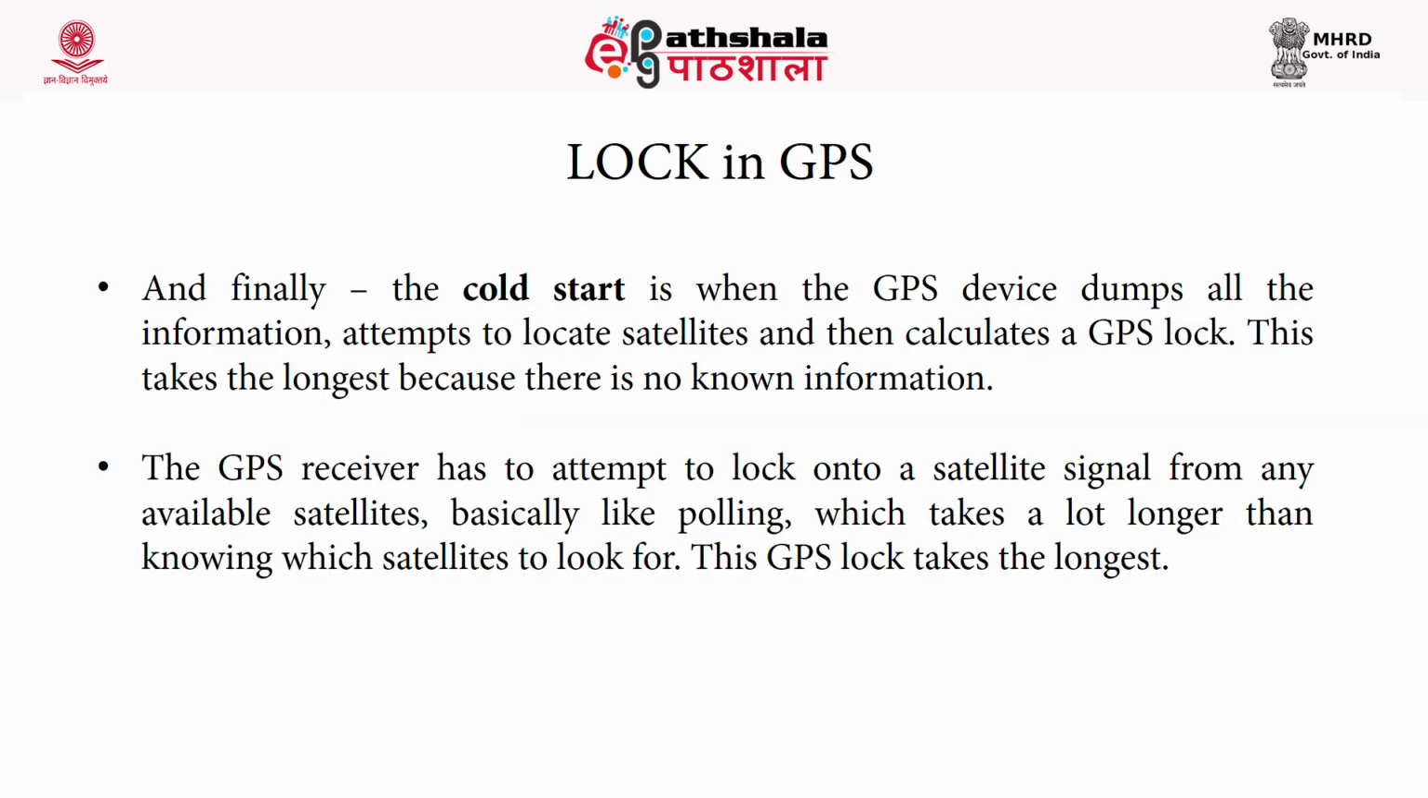So, finally, the cold start is when the GPS device dumps all its information and it attempts to locate the satellites and then calculates a GPS lock. This takes the longest because there is no known prior information. So, the GPS receiver has to attempt to lock onto a satellite signal from any available satellites, basically like polling, which takes a lot longer than knowing which satellites to look for. This takes the longest time among all the locks.